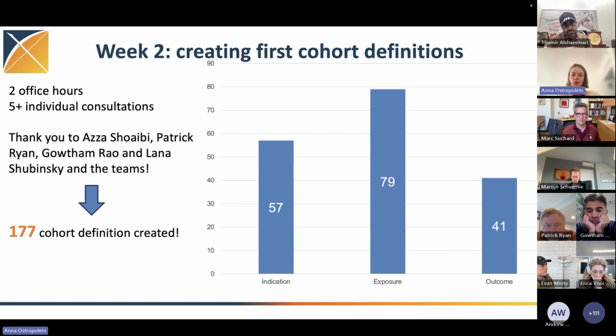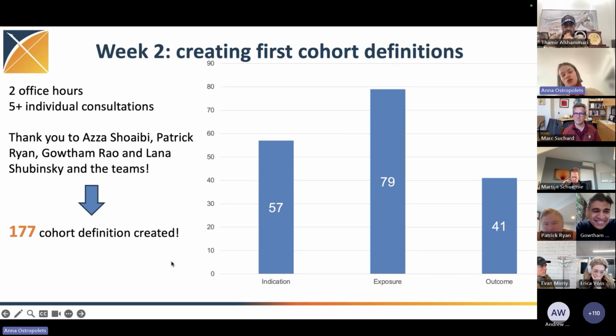And as we worked together, we will now open the floor to other participants and study leads to provide their feedback. Before they do that, I just want to mention that all of this work has resulted, during just 4 days, in 177 cohort definitions created. And you can see that a lot of them are exposures, but also the study leads and the teams created a lot of indications and outcomes.